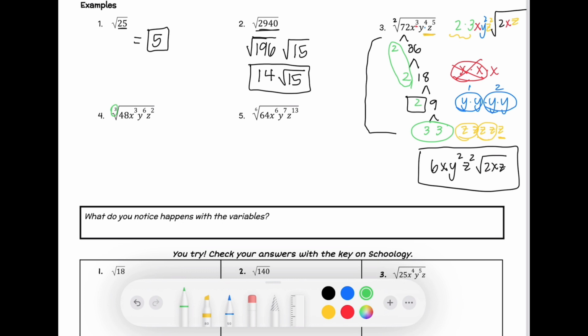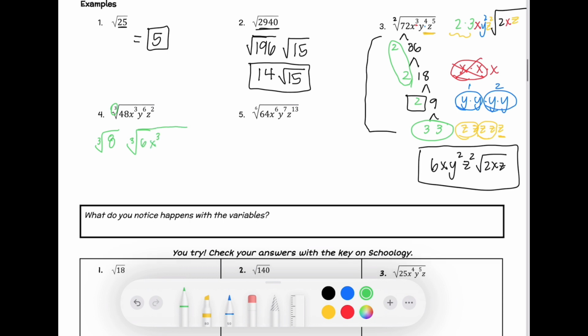That's going to work. So if I wanted to skip all of the prime factorization, I can go ahead and just rewrite this as the cube root of 8 times the cube root of 48 divided by 8 is 6. So we would still have 6, and we'd have all of those variables left in there. And we'll get to the variables in a minute. Okay, so the cube root of 8 is just going to be 2.